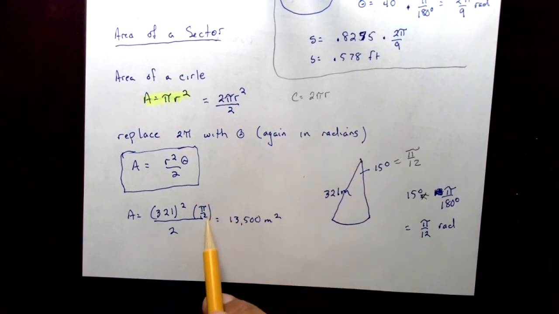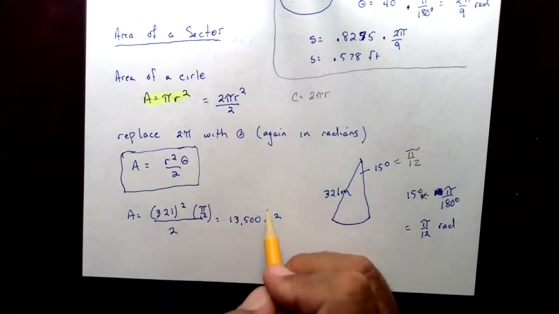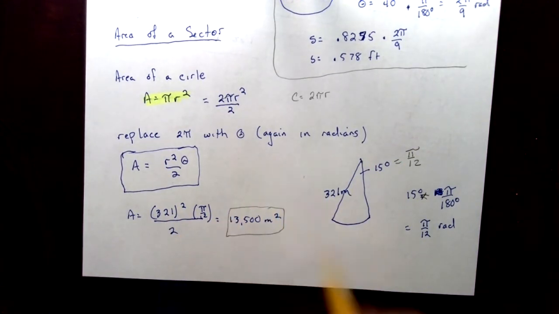Bring that over to my formula for theta, here's my radius squared divided by 2. The area of the sector is about 13,500 meters squared, or square meters.